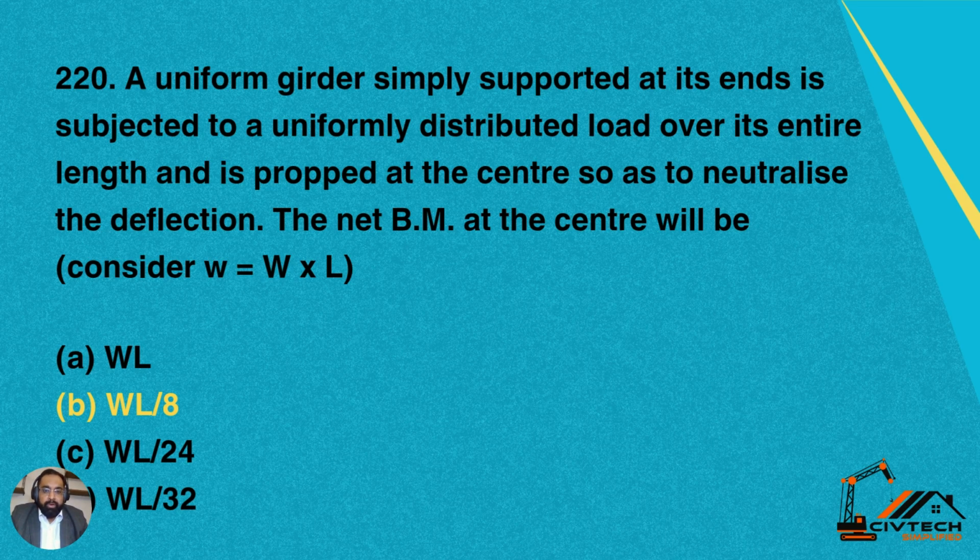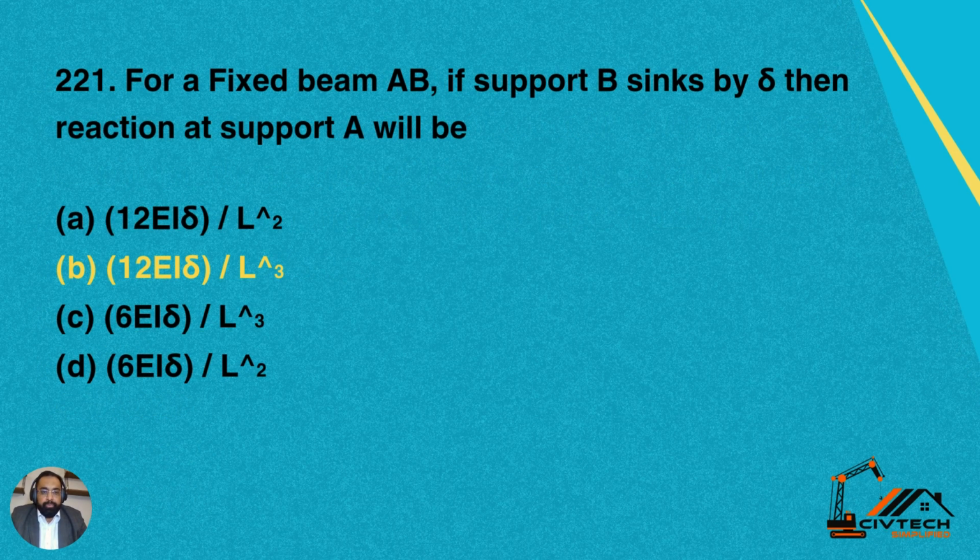220. A uniform girder simply supported at its end is subjected to a uniformly distributed load over its entire length and is propped at the center so as to neutralize the deflection. The net bending moment at the center will be: option A WL, option B WL over 8, option C WL over 24, option D WL over 32. So yes, B is the correct answer, which is bending moment will be equal to WL by 8.